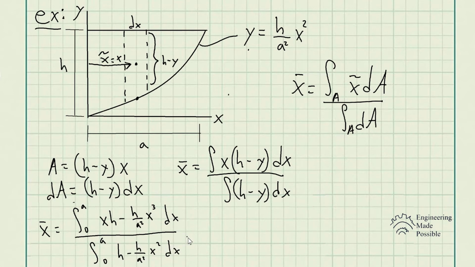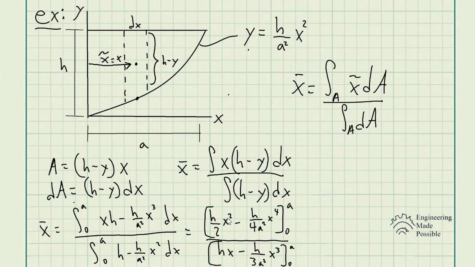Now let's go ahead and integrate and simplify this further. So we have the integral, which is h over 2 x squared, take away h divided by 4a squared, x to the power 4 from 0 to a. Then the denominator is h times x, take away h divided by 3a squared times x cubed from 0 to a. And let's keep on simplifying this.